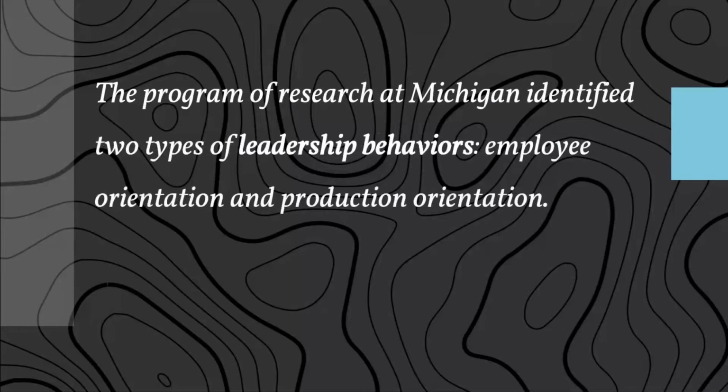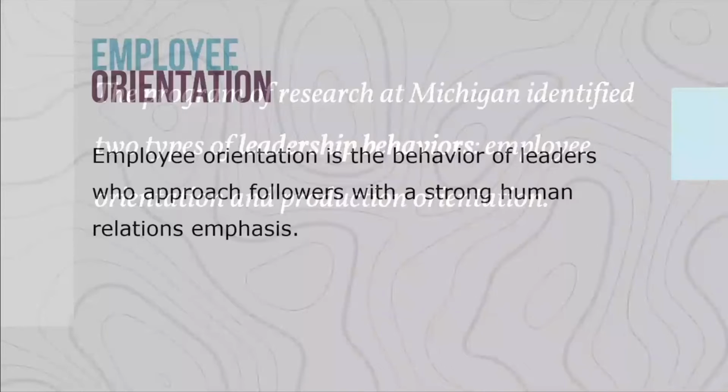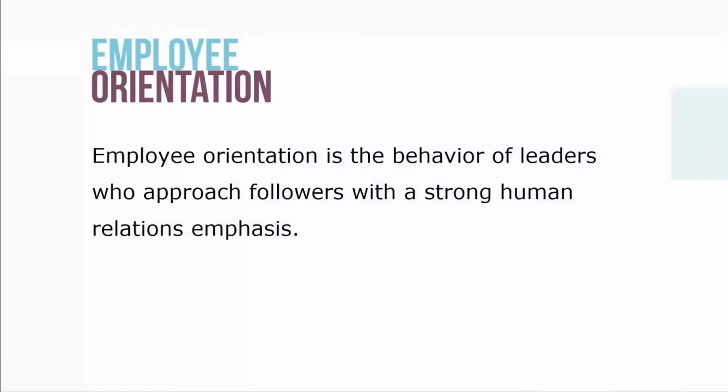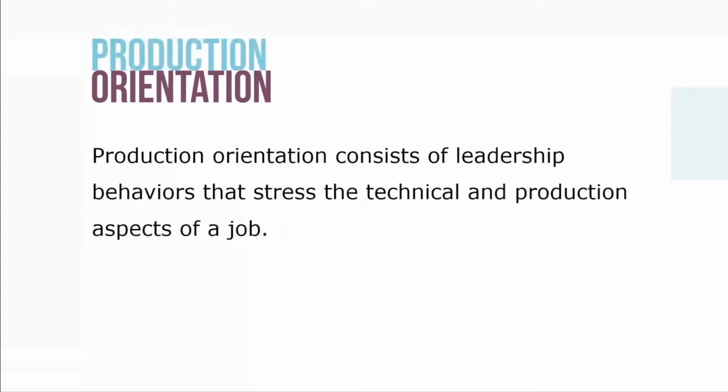The program of research at Michigan identified two types of leader behaviors: employee orientation and production orientation. Employee orientation is the behavior of leaders who approach followers with a strong human relations emphasis. Production orientation consists of leadership behaviors that stress the technical and production aspects of the job.